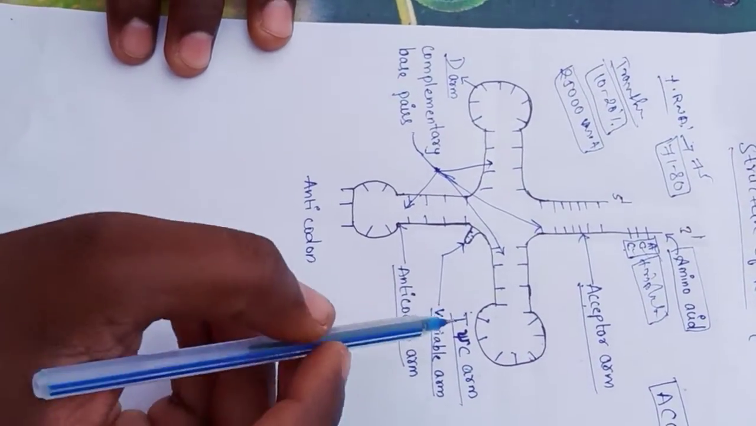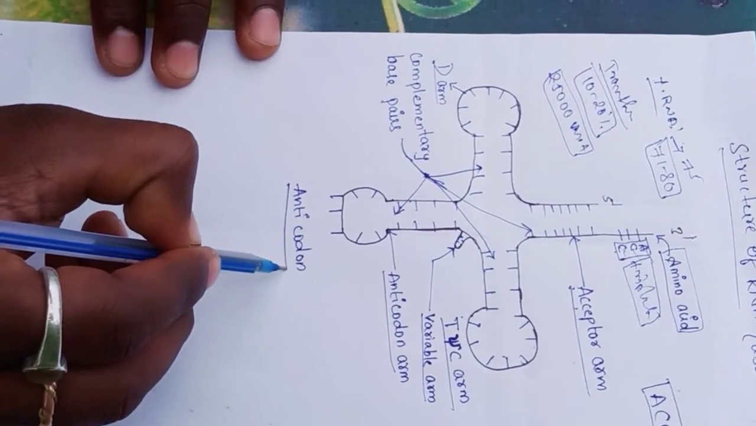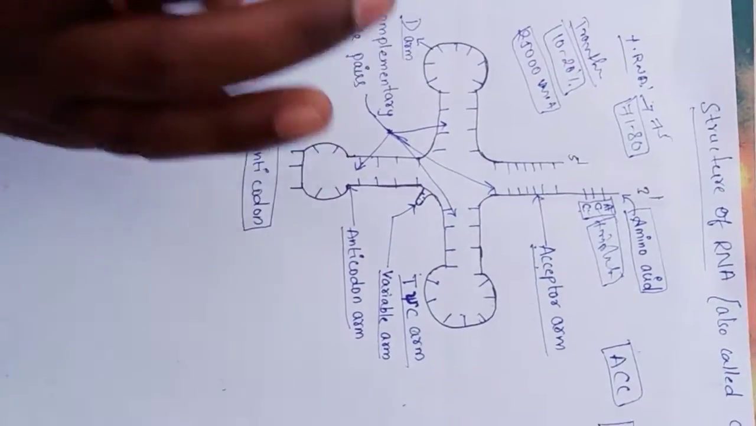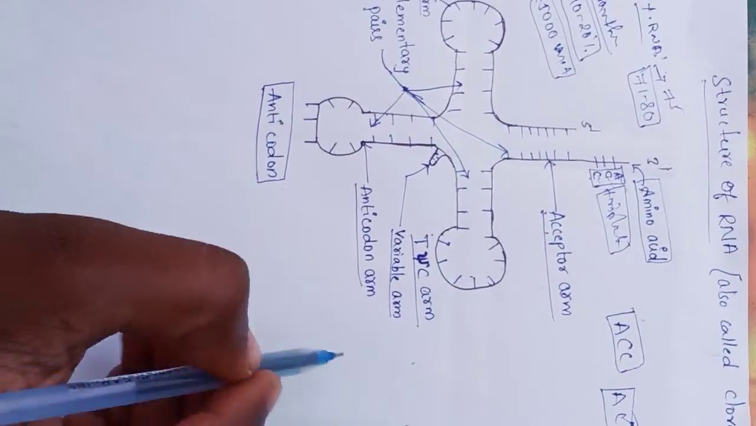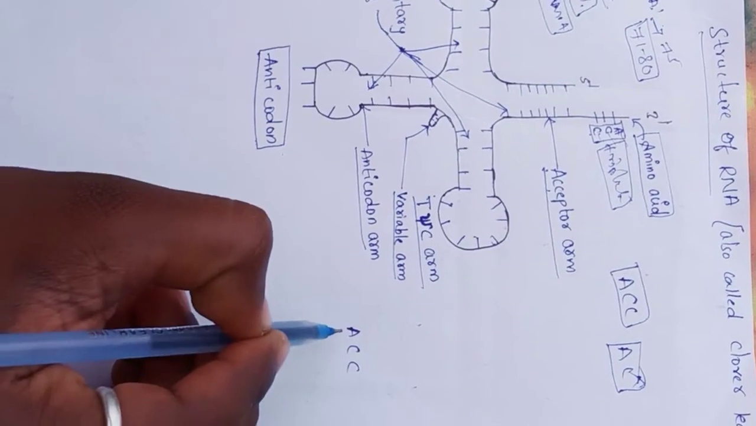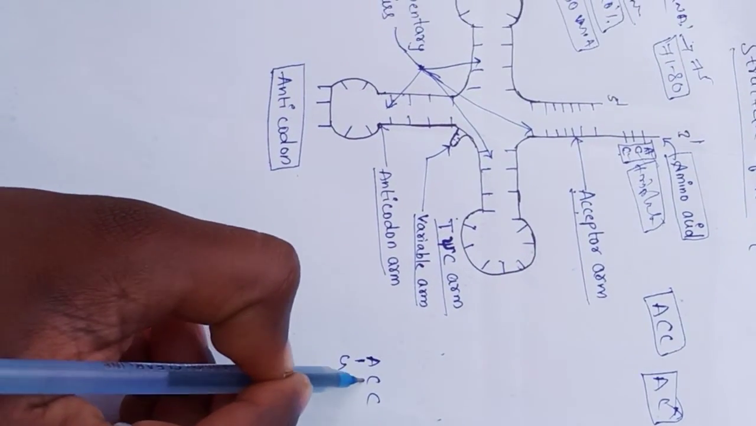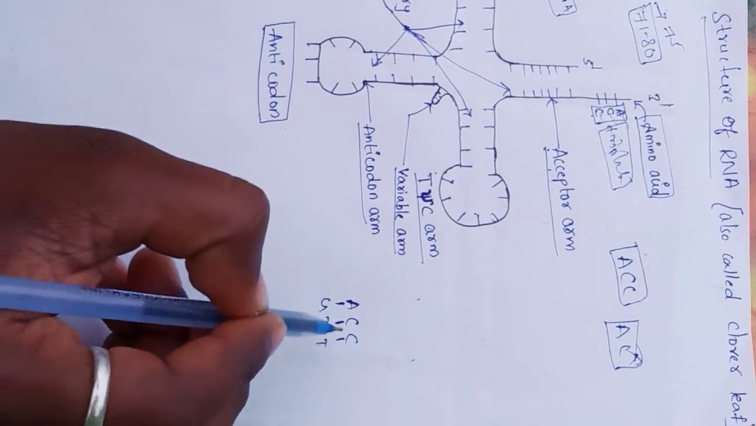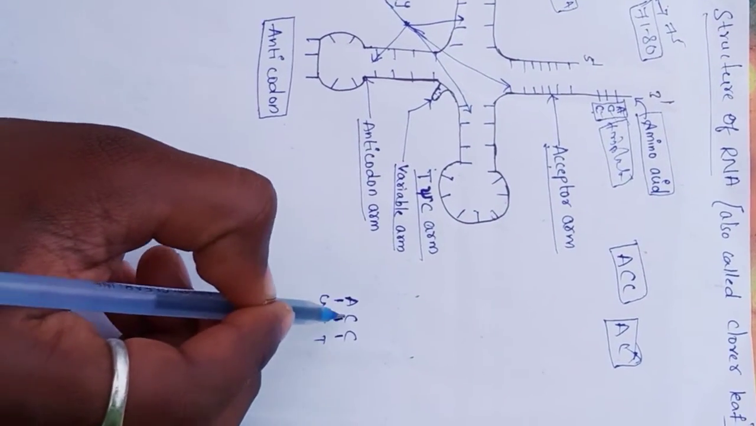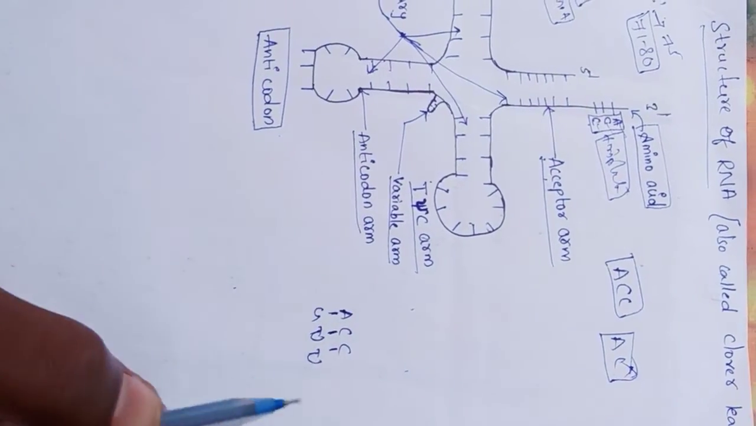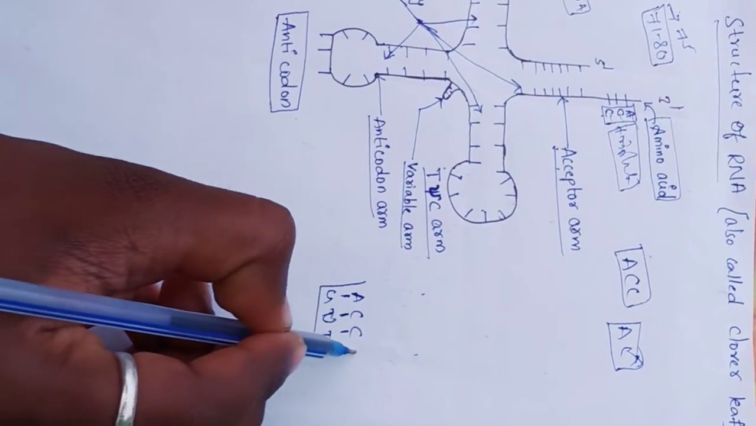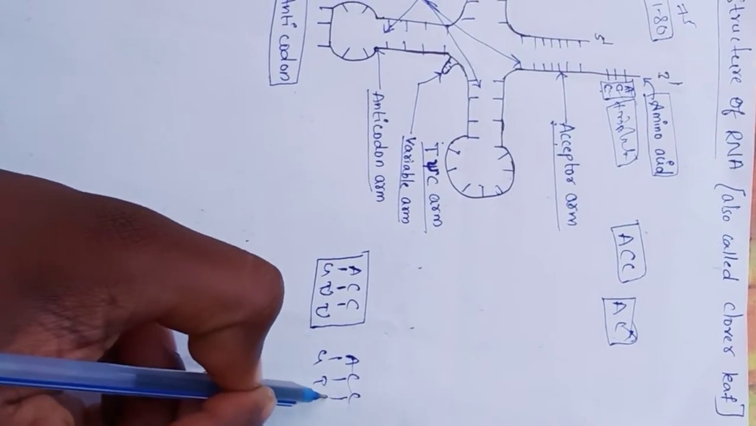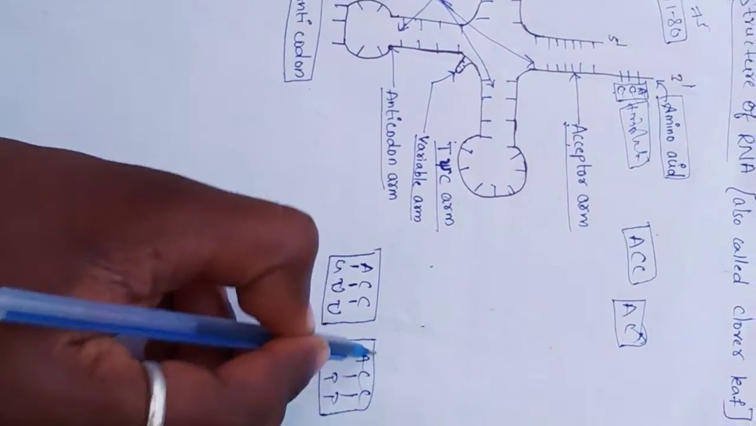The next one, the anticodon arm. The anticodon arm, what is the codon? What is the anticodon? Triplet codon. For example, ACC: adenine always binds with guanine, cytosine always binds with guanine, and adenine binds with thymine in a DNA structure. Cytosine binds with the uracil in the RNA structure. This is called the codon. For example, ACC binds with guanine, thymine. This is called the anticodon.